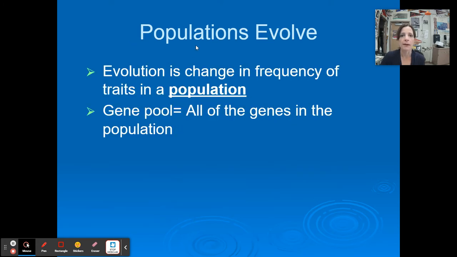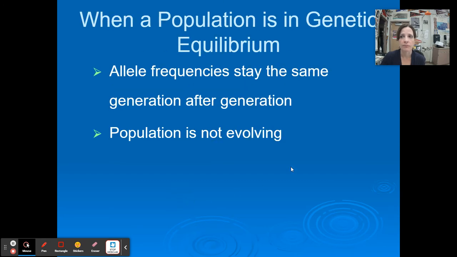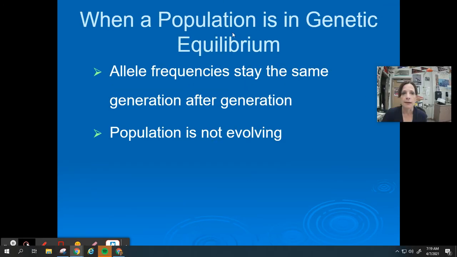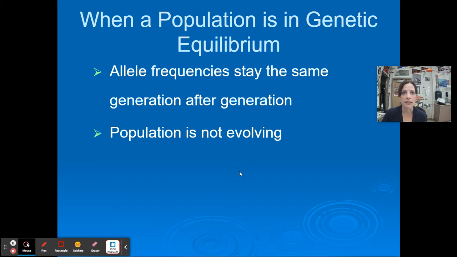So remember, populations evolve. It's not the species, it's a population, and it's the change in frequency of traits. And a gene pool is all of the genes in that population. So when a population is in genetic equilibrium, that means that the allele frequencies, like the big A's and little a's, are staying the same generation after generation, and the population is not changing. So that's what genetic equilibrium means.